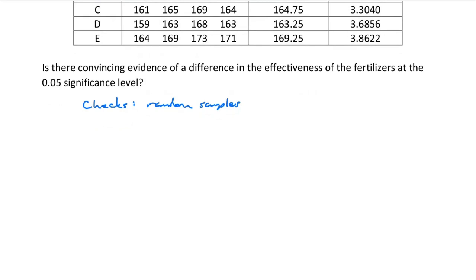In this case, we want to make sure that each population is approximately normal. That's one check unique to this: that each population is approximately normal.